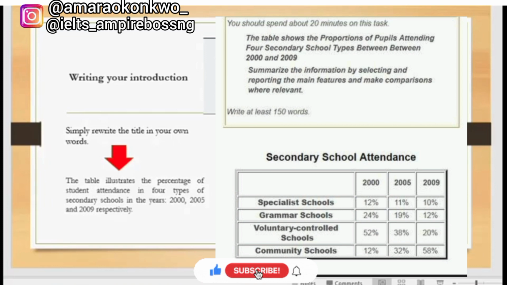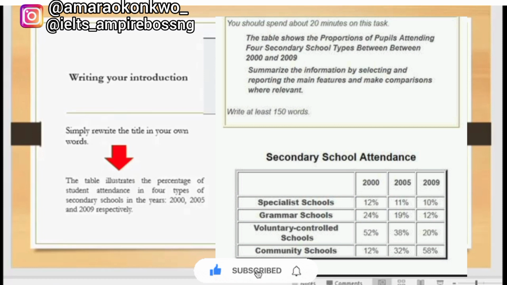So now we can clearly see the obvious trends here. Some schools experienced decline in attendance, while a particular type of school reported an increase or rise in attendance. So this is our understanding of the table. We've succeeded in writing our introduction, which was derived from the title.